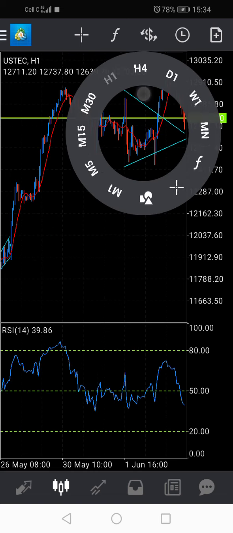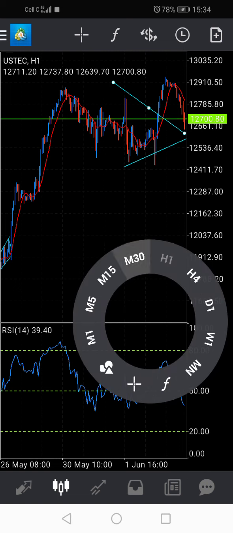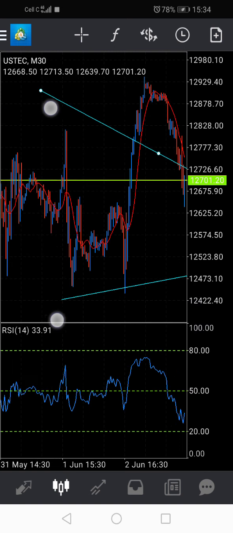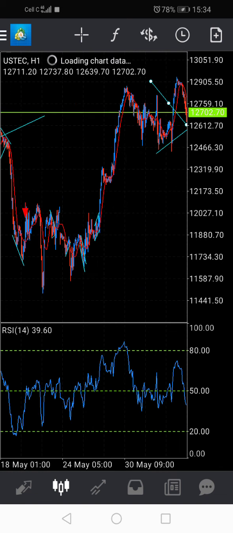This is a trend line from a lower time frame. Let's see which time frame this fits on. I don't know when I drew this. Yeah, just delete that.